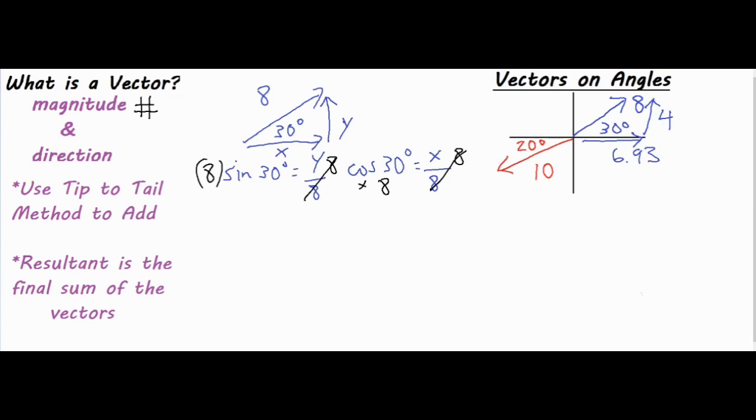So I'm going to do the same exact thing with my red triangle over here, except I'm going to replace the 30 degrees with the 20 degrees, and I'm going to replace these two 8s with the 10, and it'll look something like this.